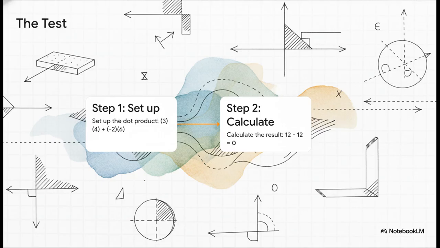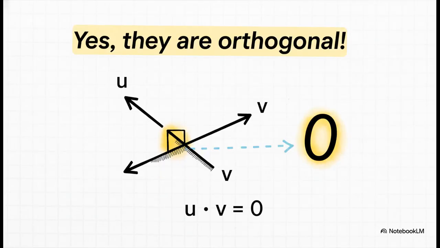So we multiply the x components, 3 times 4, and we add that to the y components multiplied, which is -2 times 6. That gives us 12 plus -12. And what does that equal? 0! That's the magic number. Because the dot product is 0, the answer is a big definitive yes. These vectors are orthogonal. It's such a quick and powerful test.